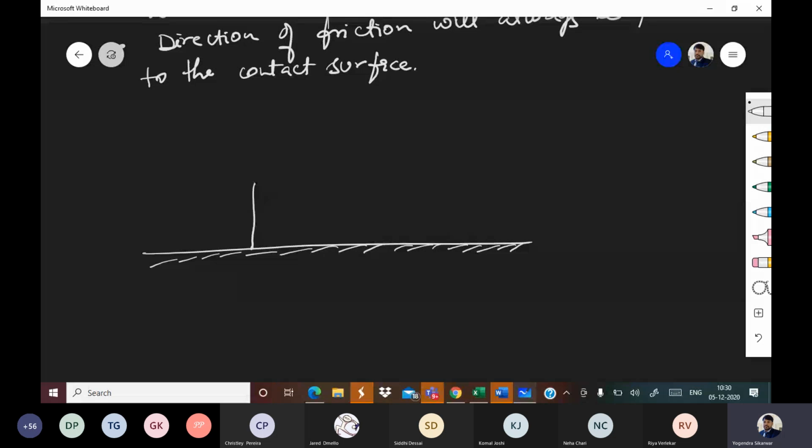Suppose this is a block. This is a block, mass is m. This is ground, and ground is rough. Why have we taken the ground as rough? Because if ground is smooth, then ground will not have the capacity to exert friction.